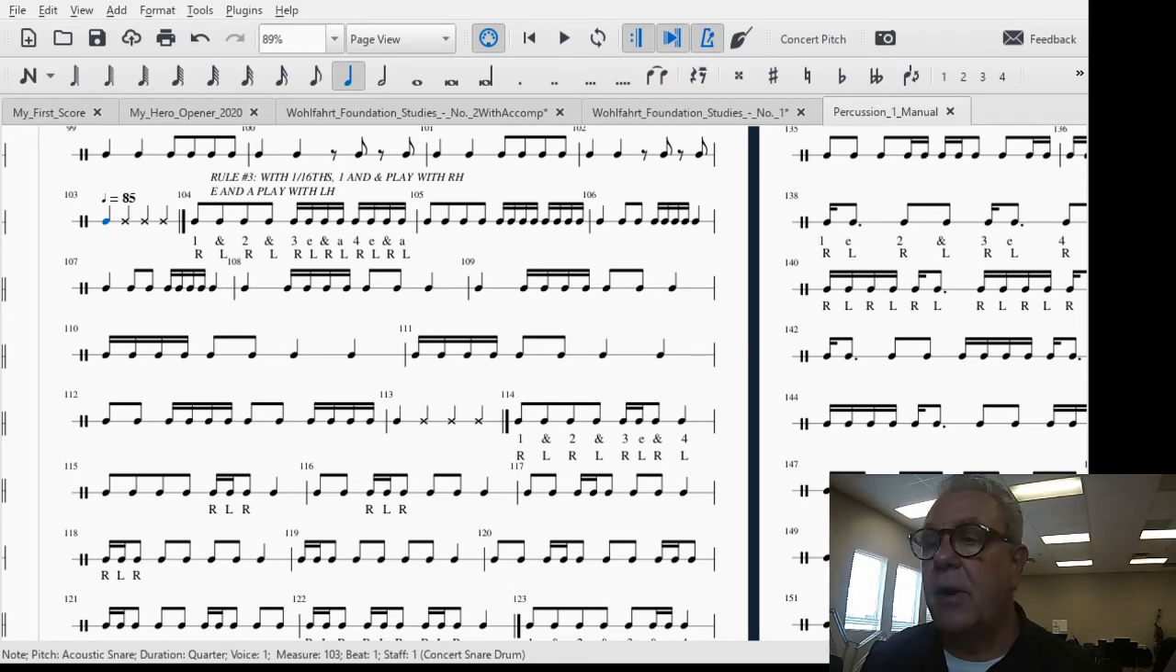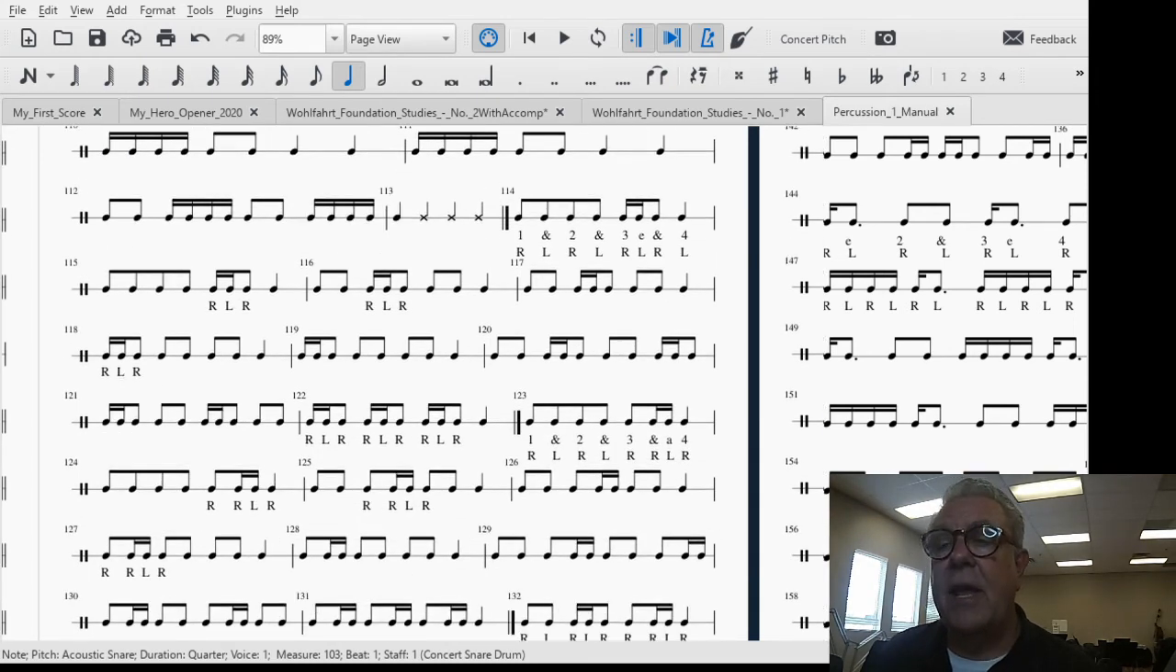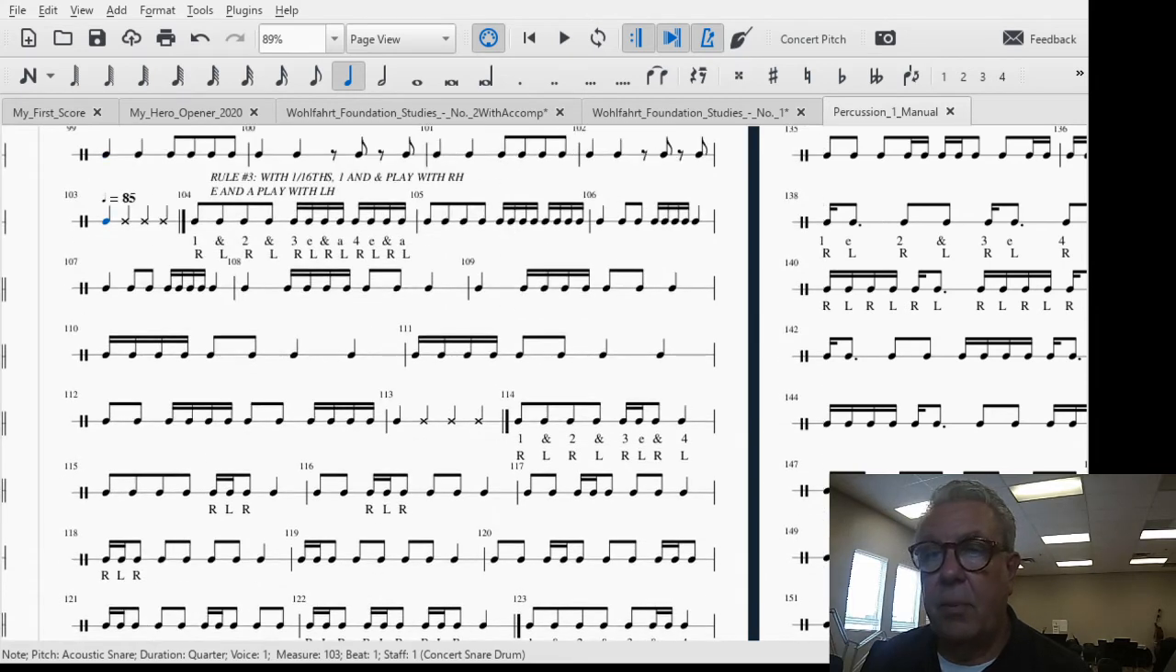So let's go down. I'm going to scoot this down just a little bit. Now we're going to look at this figure right here. This is 3 e and. We have 1 and 2 and, like we had before, up here. 1 and 2 and, right? Now we're going to put 3 e and. That's on the "and," which equals 2 16th notes. So if 1 eighth note equals 2 16th notes, this is going to be 1 and 2 and 3 e and 4. 1 and 2 and 3 e and 4.